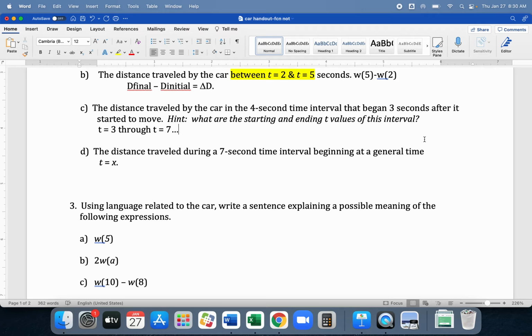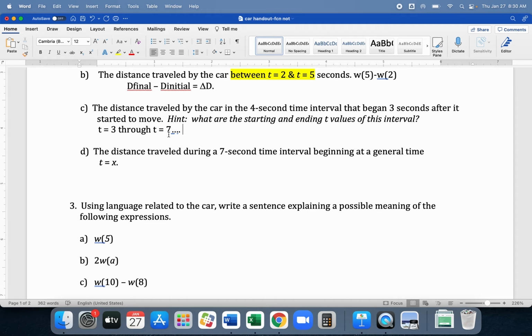So if this is a 4-second time interval, it starts at 3 seconds and goes for 4 seconds, that's 3 through 7, and we want the distance traveled during that interval. Now it's phrased the same way as the previous question. So to do that, we can do d final minus d initial.